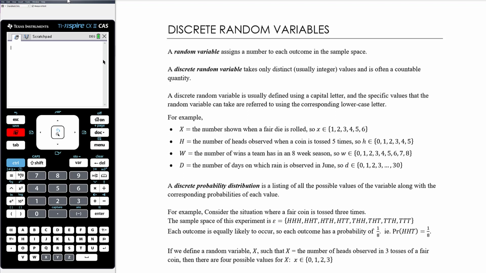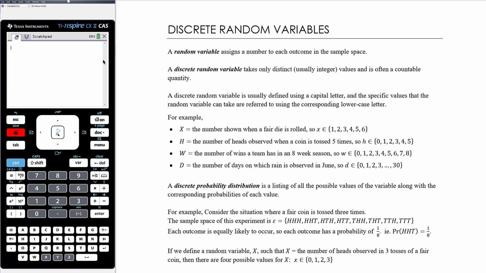So for example, if capital X is the variable which is the number shown when a fair die is rolled, then lowercase x could take any of the values 1, 2, 3, 4, 5 or 6. So lowercase x is an element of the set of numbers 1, 2, 3, 4, 5 and 6. Lowercase x being the particular values of uppercase X, the variable which is the number shown when a fair die is rolled.